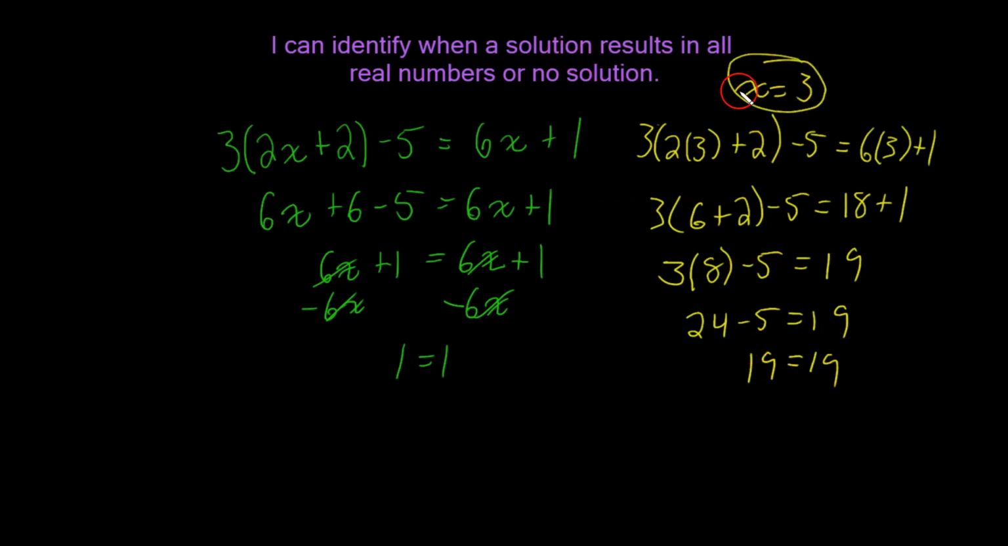You could do this with any number. You could plug in 1 million, 1 billion, 1 trillion, a negative, anything. You could plug anything in for x, and you would always get a true statement. So this is all real numbers. You could say all real numbers, or use a fancy little R right there. So we showed you one example where there's no solution, and one example where the solution was all real numbers. I hope by now, with a little bit of practice, you can say I can identify when a solution results in all real numbers or no solution.